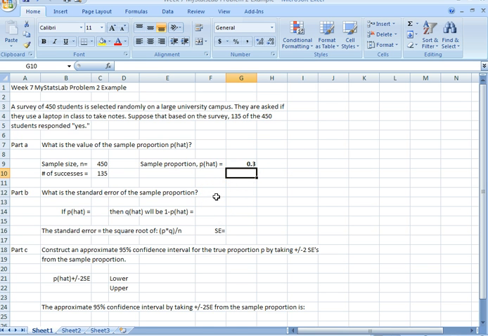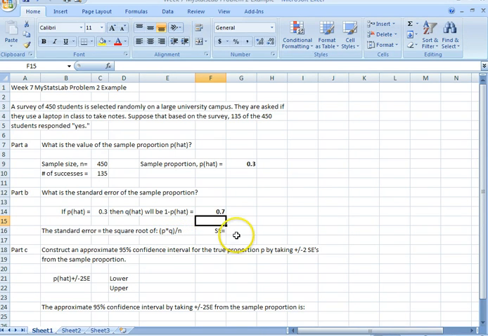On to part B. What is the standard error of the sample proportion? Well, since we know that p hat is 0.3, then to find q hat, which we need to find the standard error, is 1 minus p hat. So very easily, 1 minus p hat, and we get our q hat at 0.7.